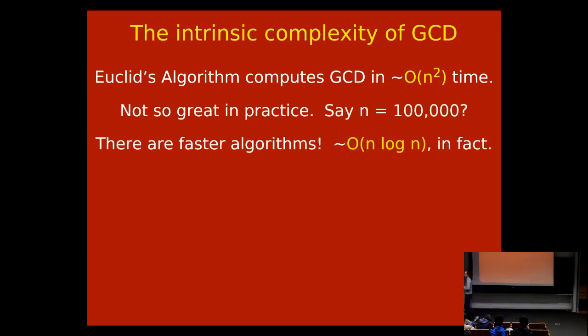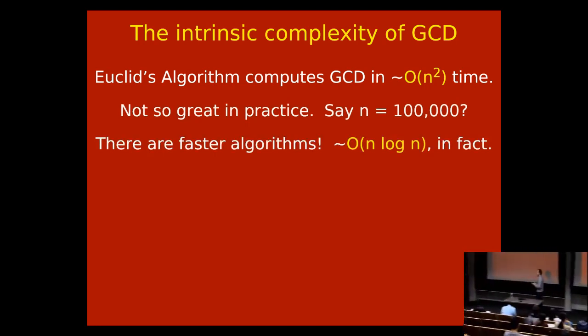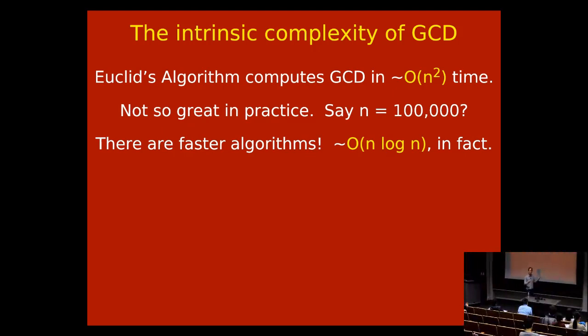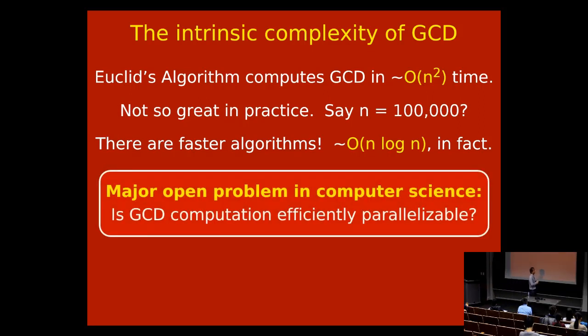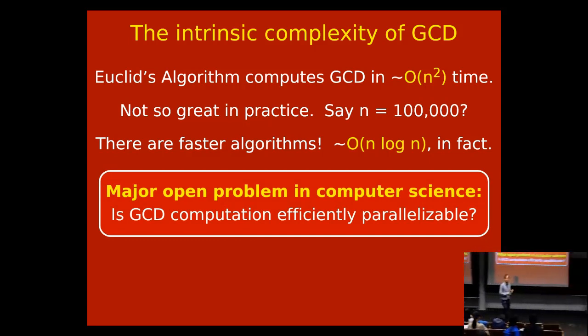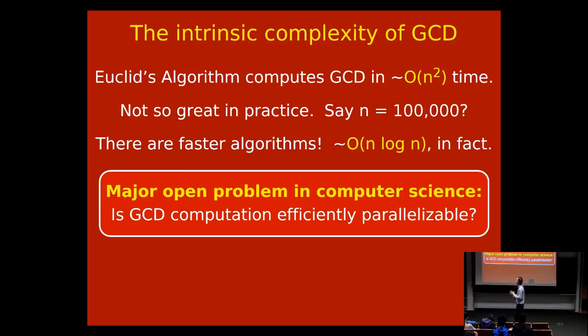There are faster algorithms that are more sophisticated. You might be surprised to think that there's something even better than Euclid's algorithm, but there is. And almost linear time. But that's also sophisticated to analyze. And there's also a truly major open problem, a really tremendous open problem associated to computing the GCD, which is, we've seen that GCD you can compute efficiently. The question is, can you compute it efficiently in parallel? Is there an efficient parallel algorithm for it?